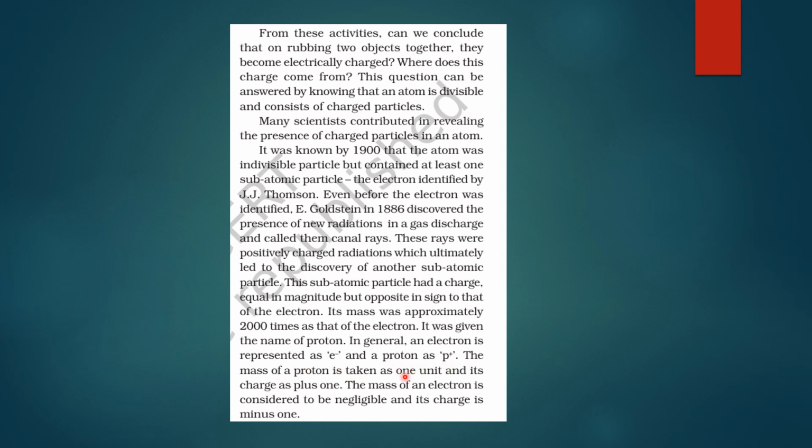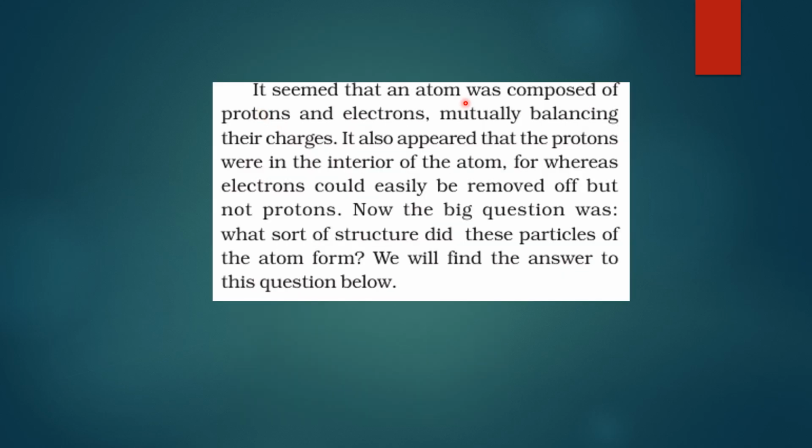Mass of proton is taken as 1 unit and charge को हम लेते हैं +1. Mass of electron is considered to be negligible, बहुत कम है, and charge उसका हम -1 लेते हैं, ठीक है. So these are some developments which took place in history, right? So it seemed that an atom was composed of protons and electrons, ठीक है. This is the main thing.